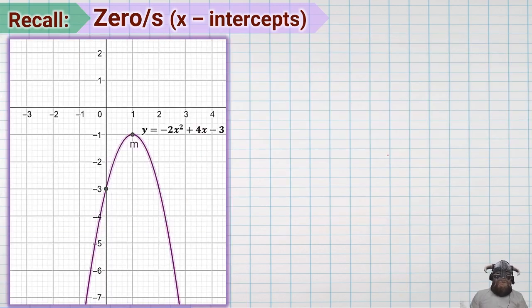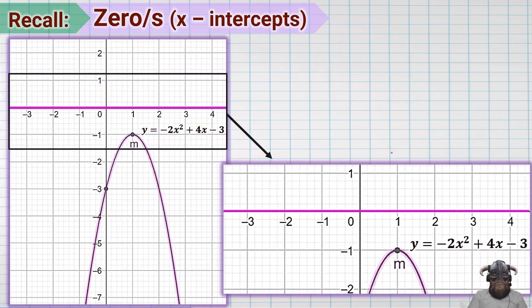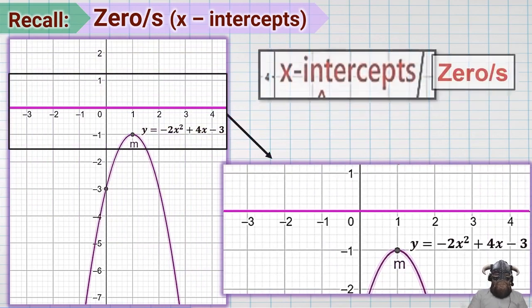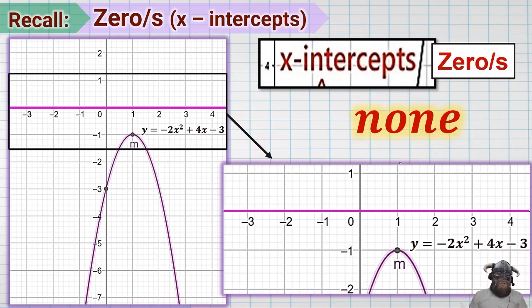Okay, let's consider another example. We have here this parabola facing downward. Once again, let's try to focus on the x-axis as well as the parabola given. Let's zoom in. As you can see, this given parabola doesn't intersect your x-axis. That means, do you have any x-intercept or zeros? The answer is none, because there is no point where the parabola and our x-axis intersect.